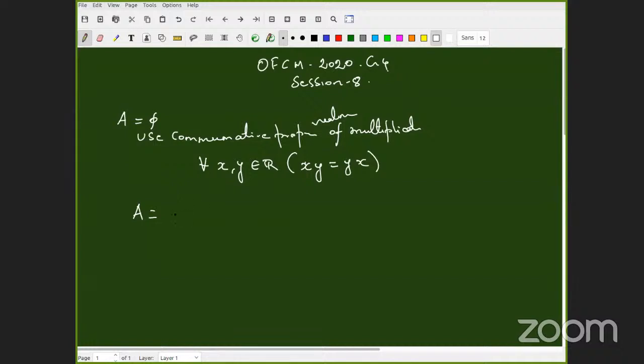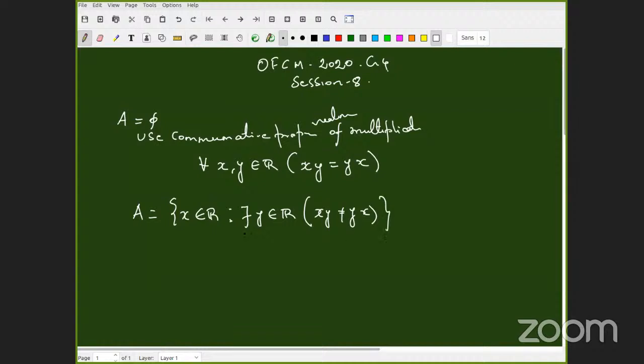So the set of x belongs to R such that there exists y belongs to R, such that xy is not equal to yx. Excellent. That's it.